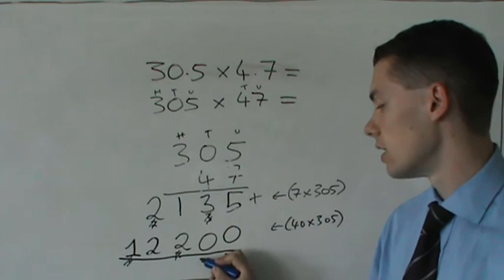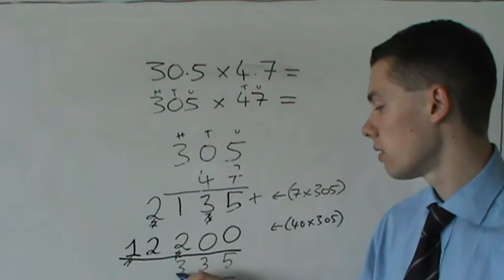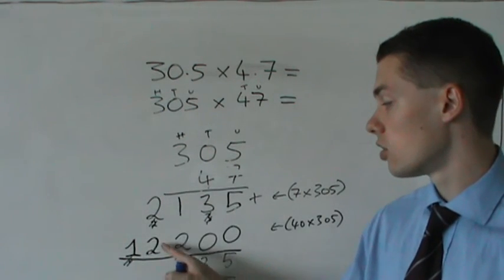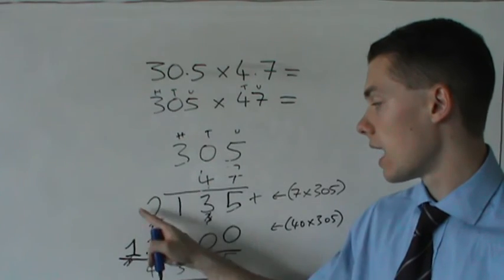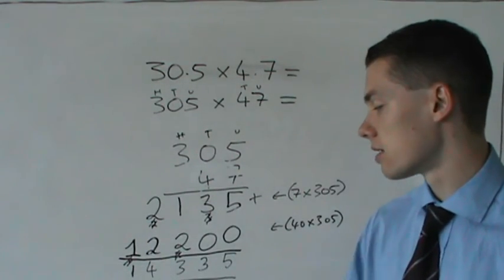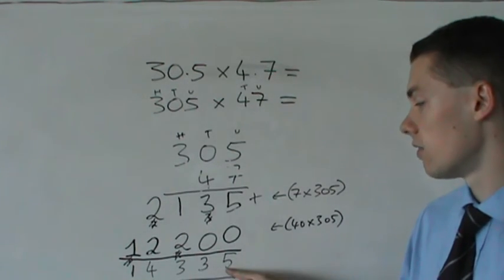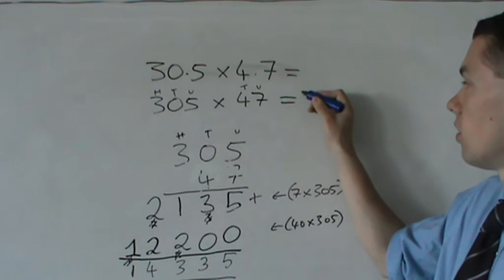3 plus 0 is 3. 1 plus 2 is 3. 2 plus 2 is 4. And nothing plus 1 is 1. So my final answer is 14,335, which I can write above.